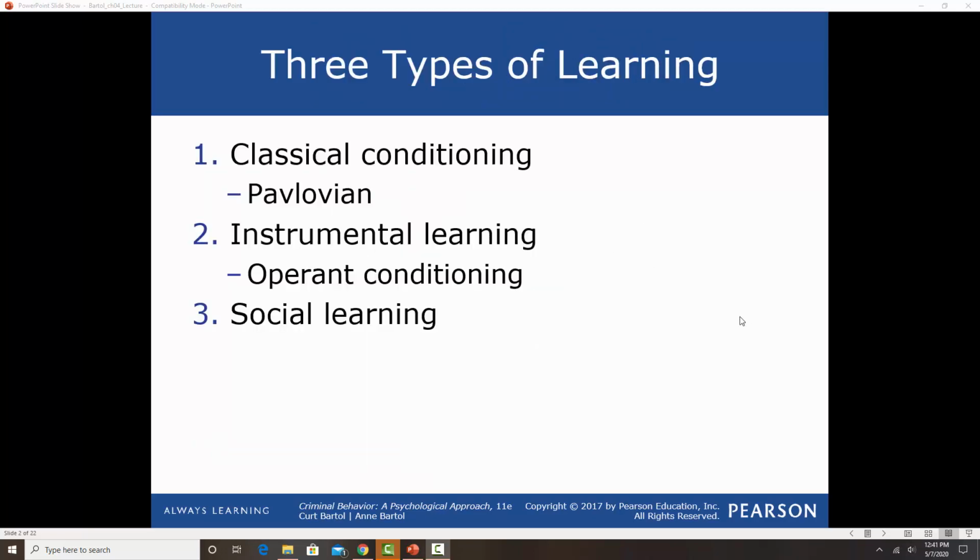Now, there are three types of learning that we look at. And these are from psychology, by the way. And so if you've taken a psych class, you've probably already studied these a little bit. So these might be familiar to you. So these three theories from psychology have been applied to how criminal behavior may be learned.